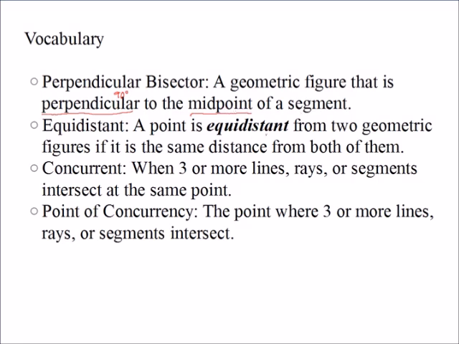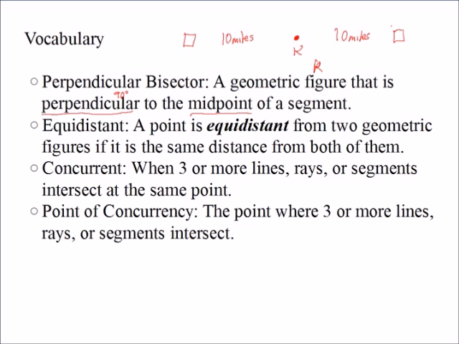Equidistance. A point is equidistant from two geometric figures if it's the same distance from both of them. Okay, so if I have a point, let's call this point K, and I know that there's a square over here and there's a square over here, and this is 10 miles and this is 10 miles, then I know that point K is equidistant between that square and that square. Okay?